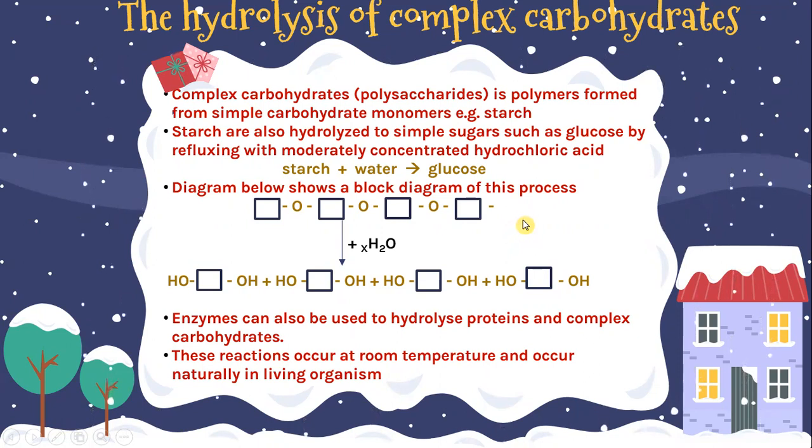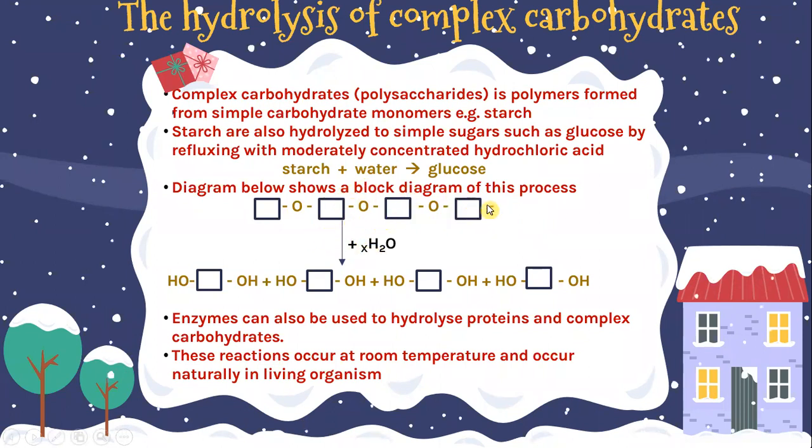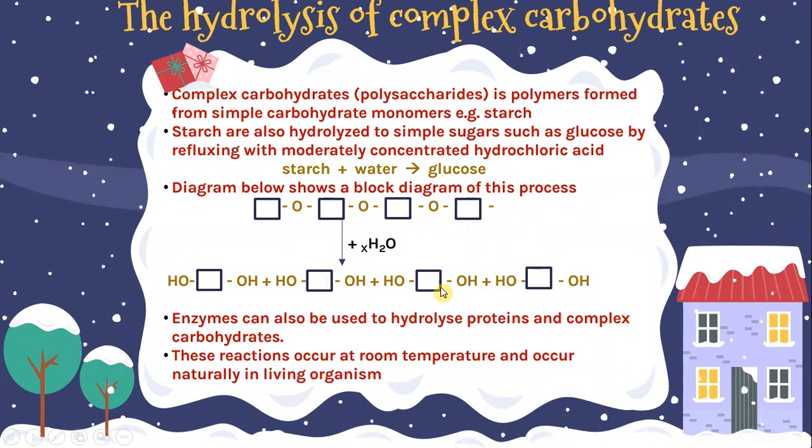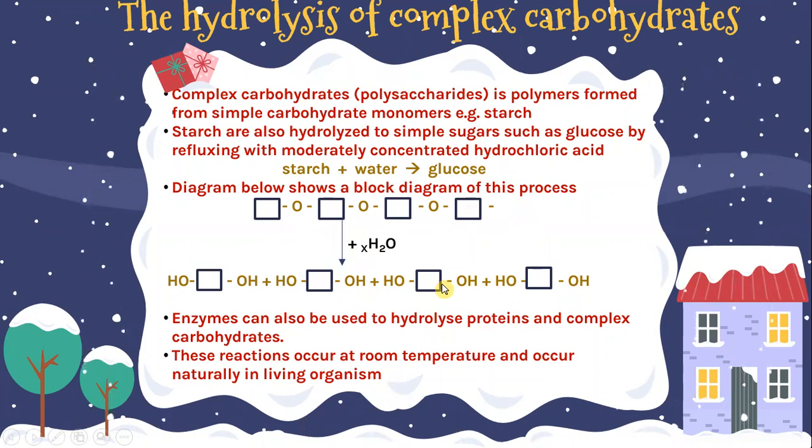And the complex carbohydrate or polysaccharide is a polymer formed from simple carbohydrate monomers, for example starch. Starch is also hydrolyzed to simple sugars such as glucose by refluxing with moderately concentrated hydrochloric acid. For example, starch mixed with water to form glucose. The diagram below shows a block diagram of this process. It actually represents starch plus water to form glucose.